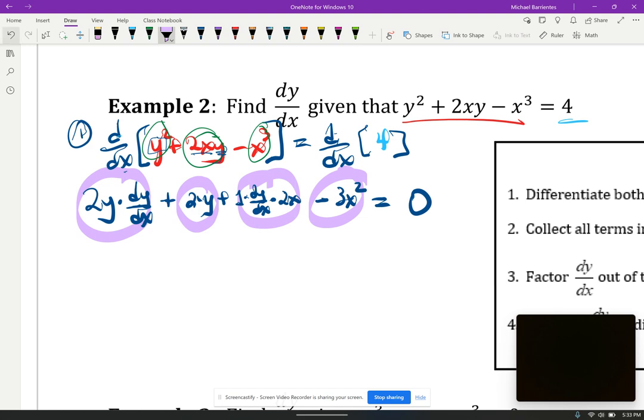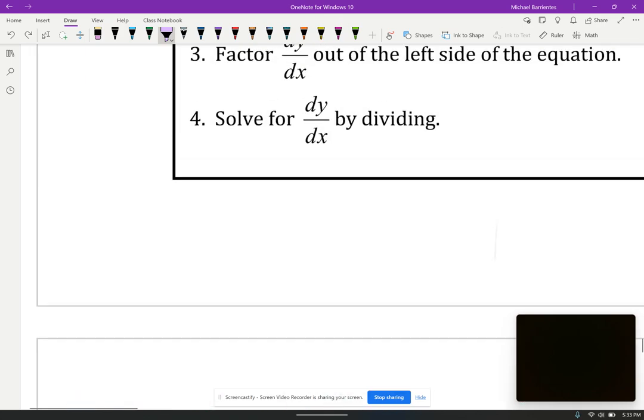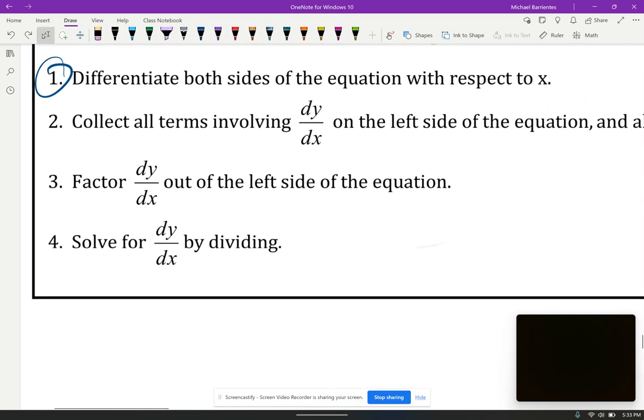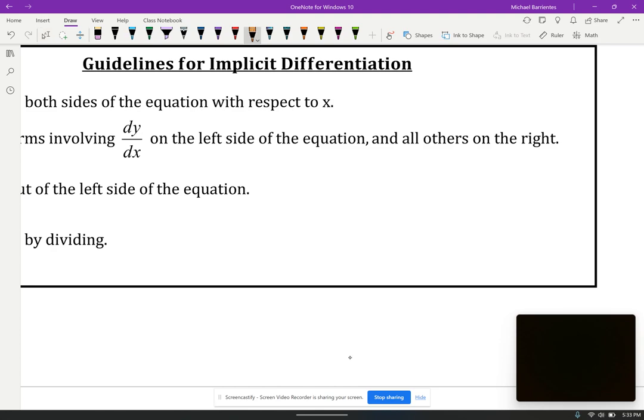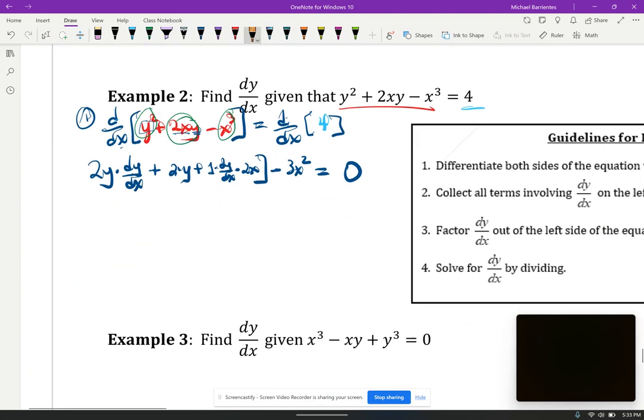That's what we need to notice, because in the next part, we're going to need to move some of those terms around. So I go to step number 2. Step number 2 says, collect all the terms that have a dy dx. I'm going to do this in this color. Collect all terms that have a dy dx on the left side of the equation and all others on the right side. So remember, we said we had 4 terms.